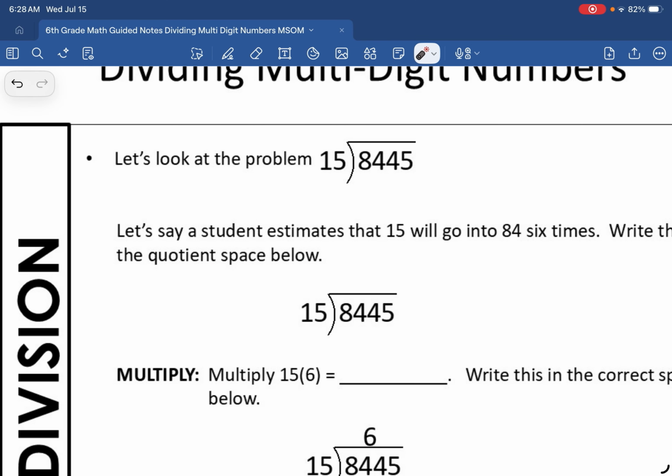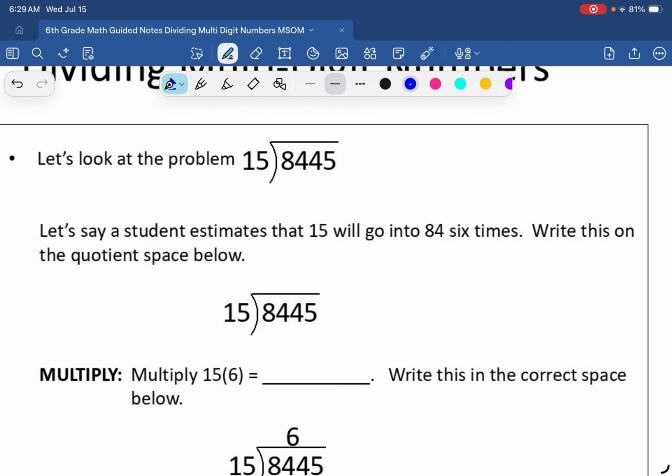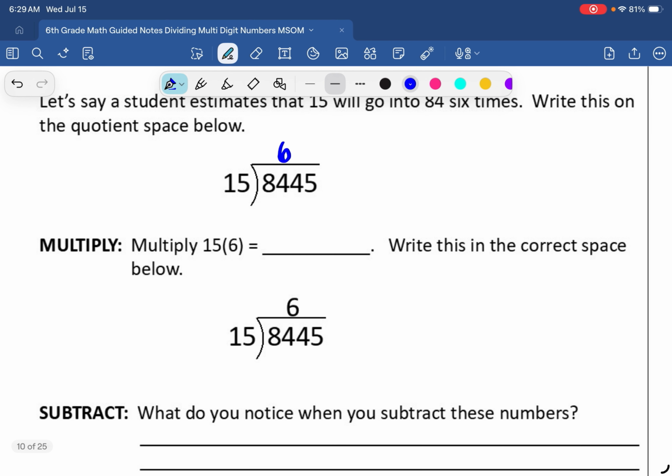Let's look at the problem 8,445 divided by 15. Let's say a student estimates that 15 will go into 84 6 times. Write this on the quotient space below. So if I'm estimating 15 will go into 84, I'm going to write that right above the 4 digit for the 84. Multiply 15 times 6.